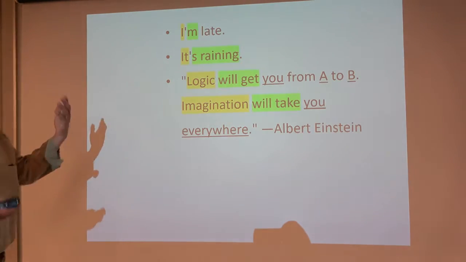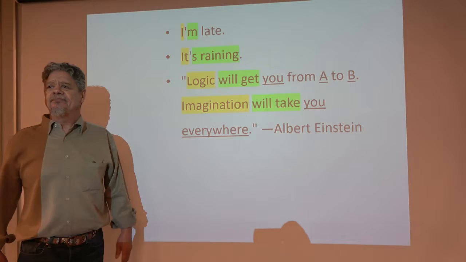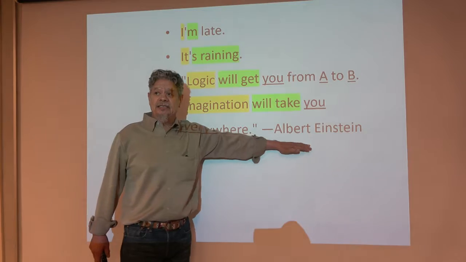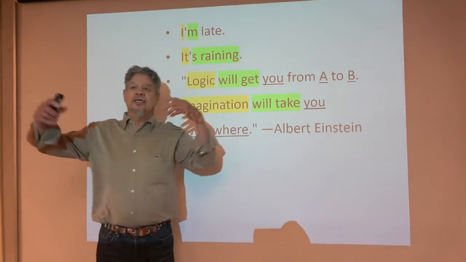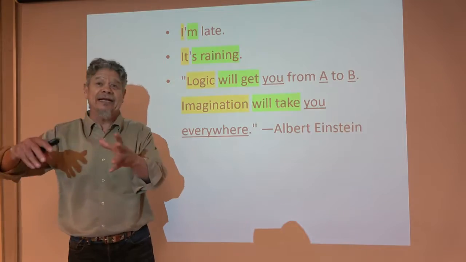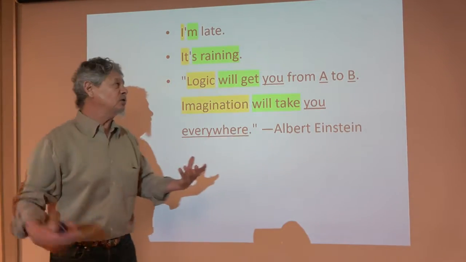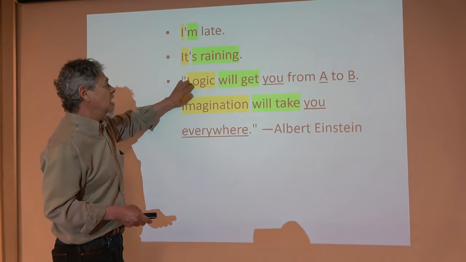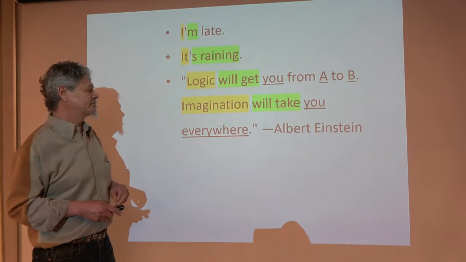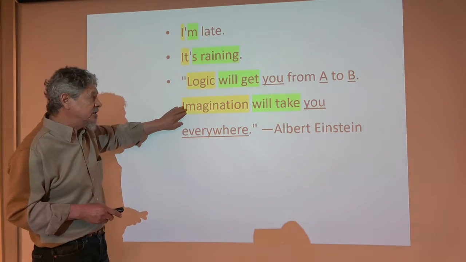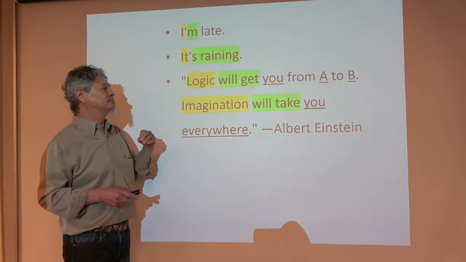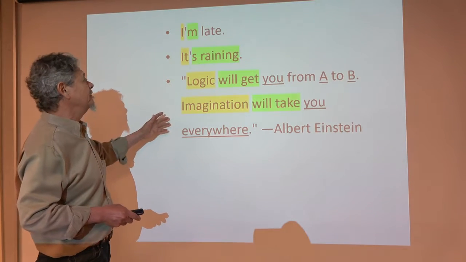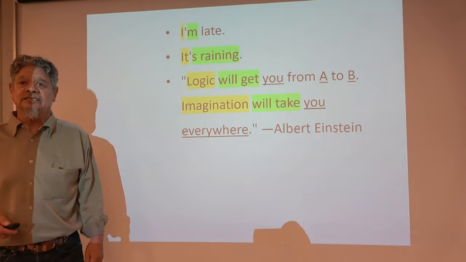And here are declarative sentences, statements. I'm late. It's raining. Here's another sentence from this famous scientist. He was concerned about the universe, not only the planets, but the galaxies and things like this. And so, someplace, he said, logic will get you from A to B. Imagination will take you everywhere. So this is a quote from Albert Einstein, and they have periods, and that's it.